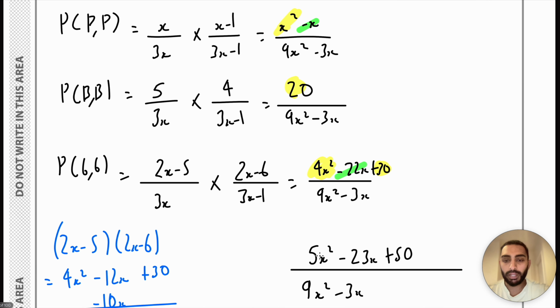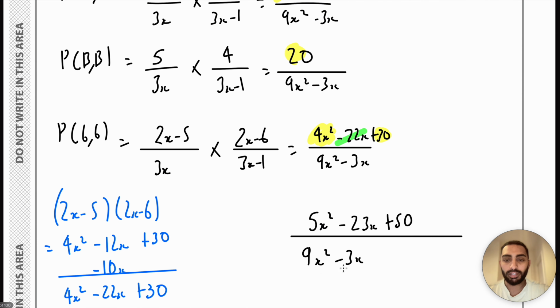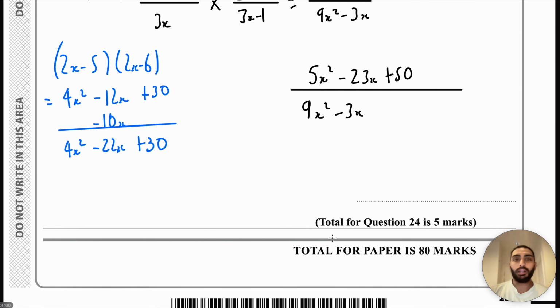I've got ax squared plus bx plus c on my numerator and dx squared plus ex, and all of them are integers. That's the end of the questions for today.